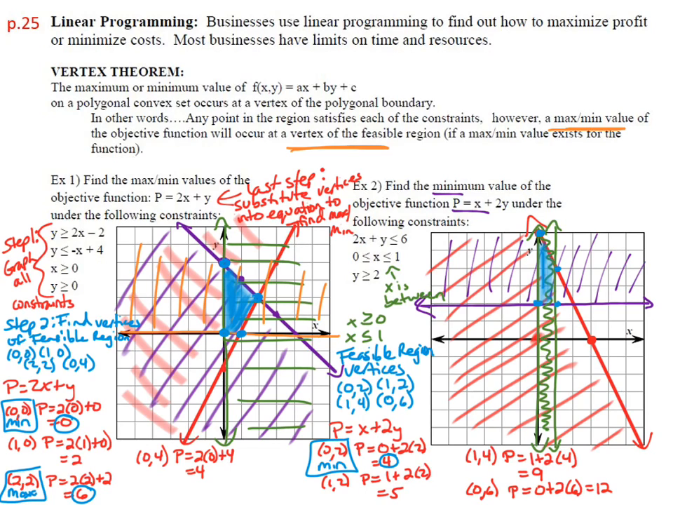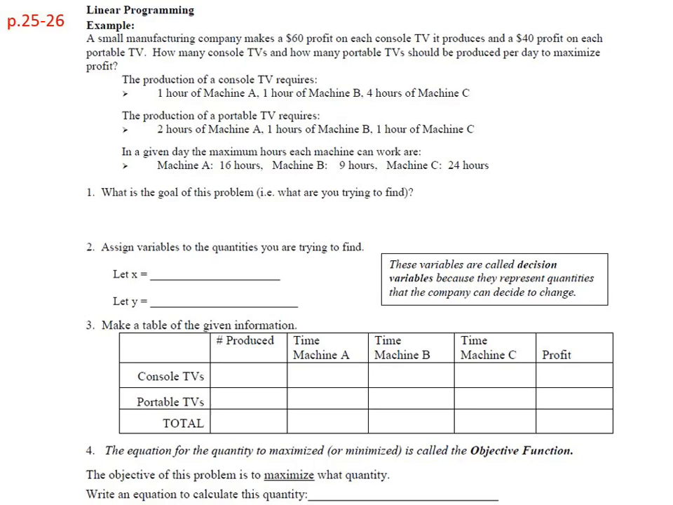So how in the world is this used in the business world? Well, let's look at this example where we have a manufacturing company. They're making TVs. So if they make a $60 profit on each console TV, $40 profit on each of the portable TVs, we want to know how many console TVs, how many portable TVs should be produced each day to make a maximum profit. Now remember, we said there are limitations that companies will have based on what they're working with.